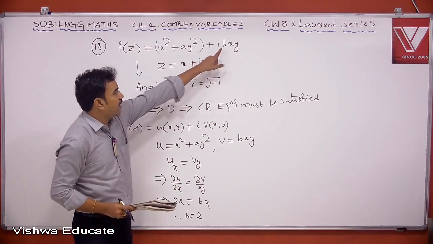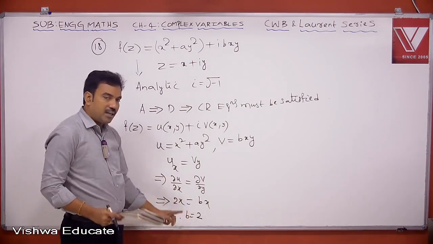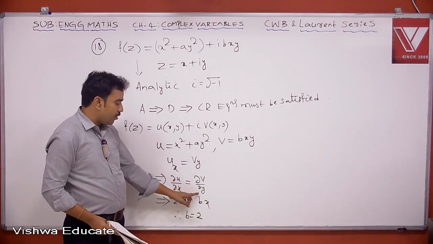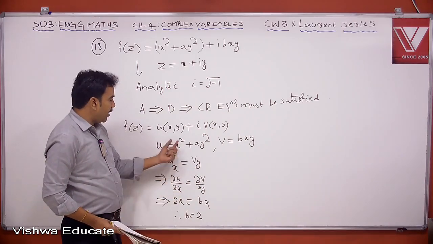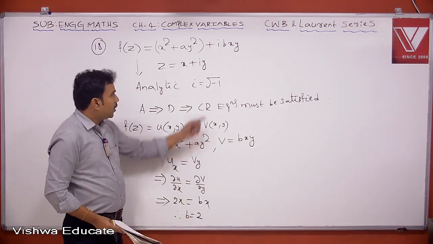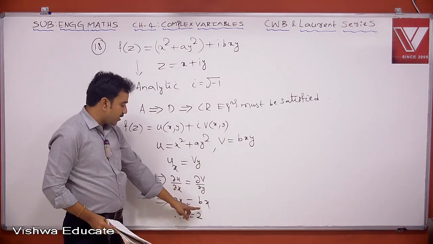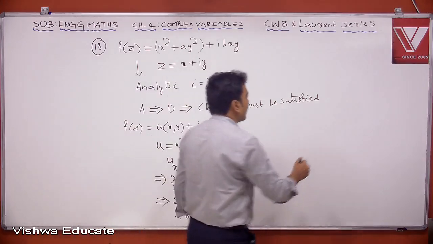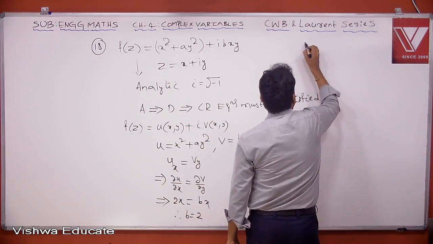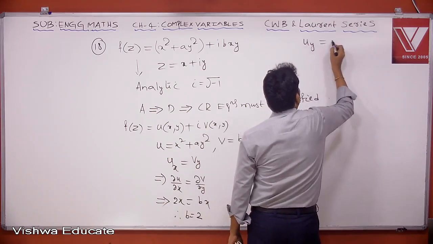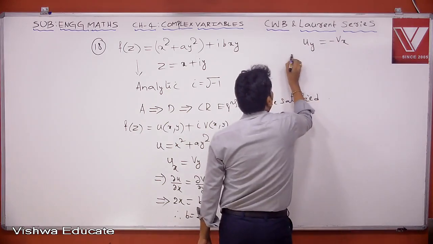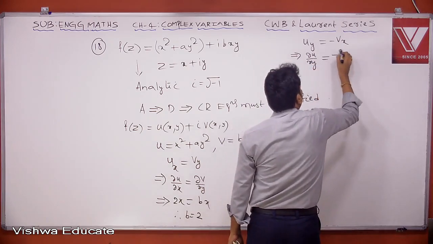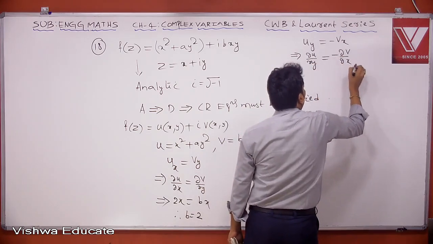So we got the value for b by using the first CR equation. Ux equal to vy, dou u by dou x equal to dou v by dou y. What is dou u by dou x? 2x. Dou v by dou y is bx. Cancel x on both sides, you get b value 2. Now apply the second CR equation. The second CR equation is uy equal to minus vx. What is uy? Dou u by dou y. Minus vx means minus dou v by dou x.